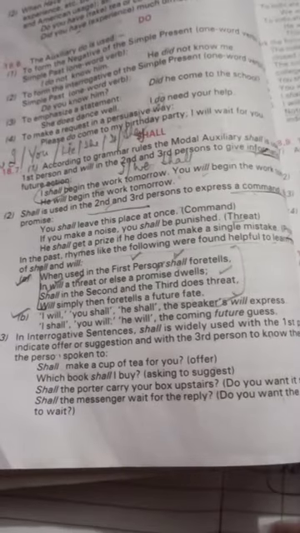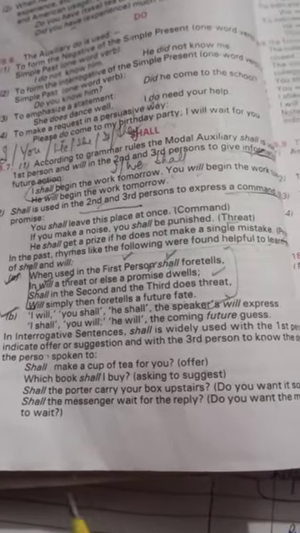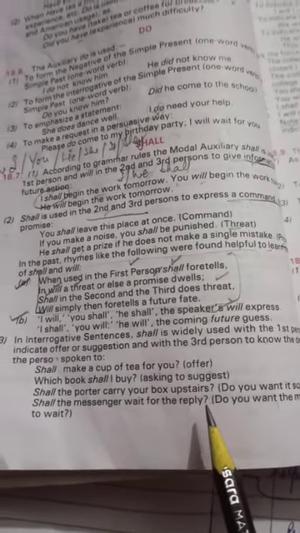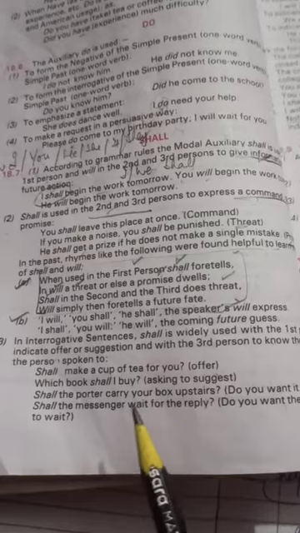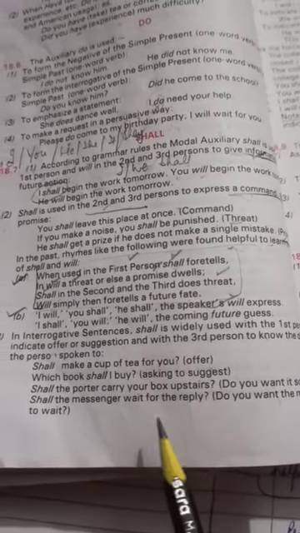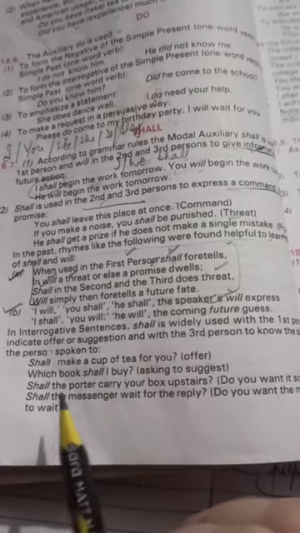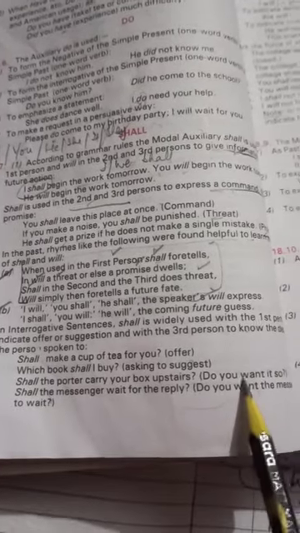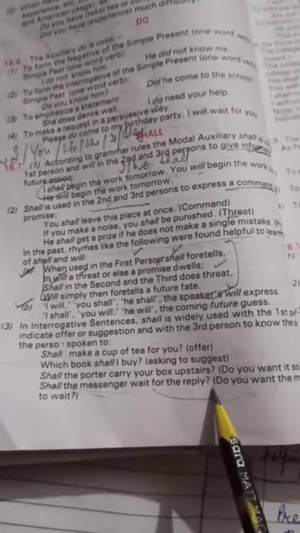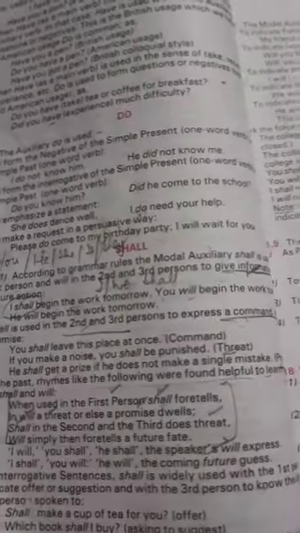Okay. So what did you understand over here? You'll find that shall the porter carry your box upstairs? That means, do you want the porter to carry the box upstairs? Shall the messenger wait for the reply? Do you want the messenger to wait for your reply? So this is what the words in the brackets imply. This sentence implies this. Okay. Just go through it once again.